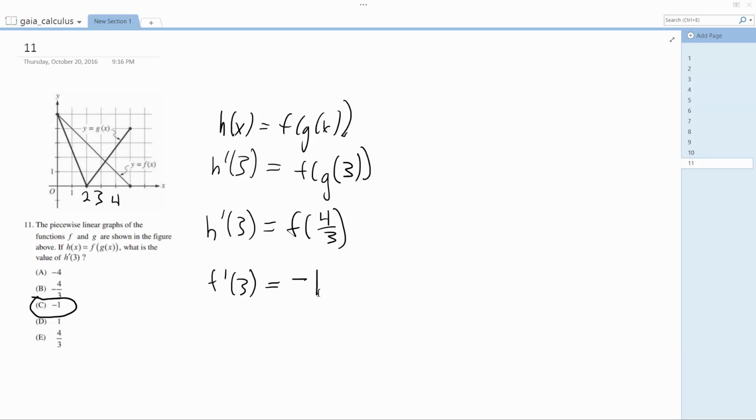All right, so I've got a piecewise function here, and based off of this, if h of x is equal to f of g of x, which I have right here, what we're trying to figure out is h prime of x. So what I'm gonna do here is plug in h prime of 3.